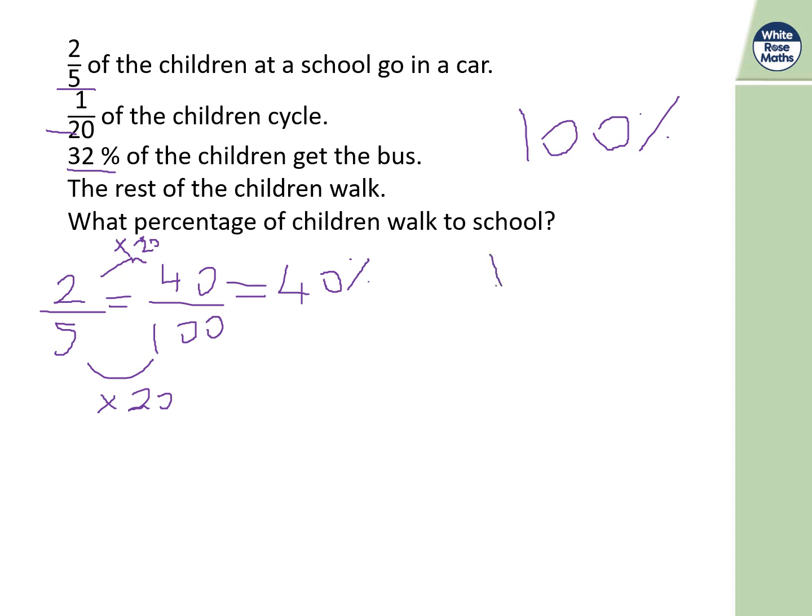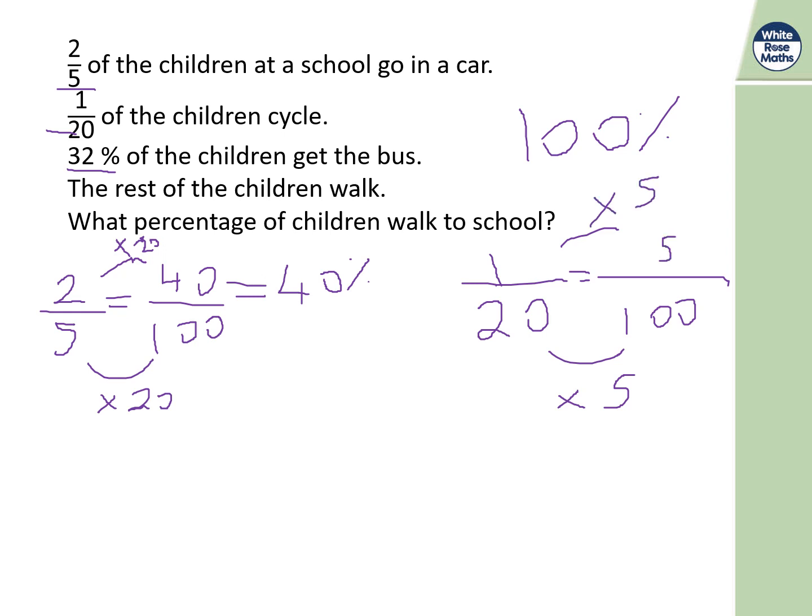1/20, hopefully you are happy from one of the previous slides. That's equal to 5%, but we'll just double check. Times top and bottom by 5, I get 5 hundredths, which is equal to 5%. Now I can do 100%, take away 32%, take away 40%, and take away 5%.